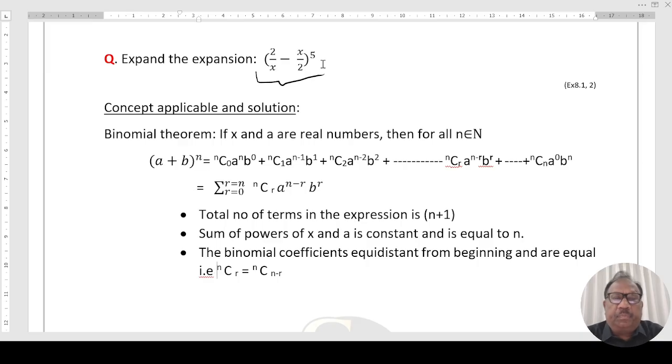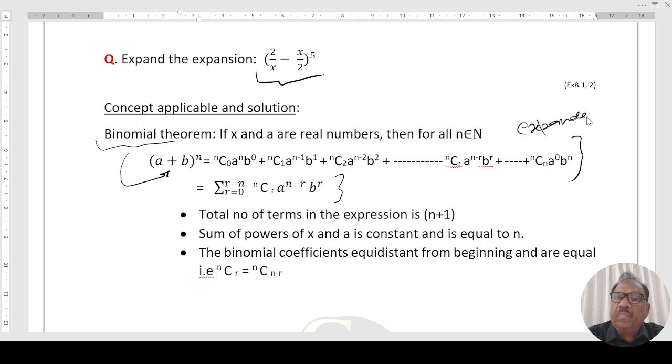Concept applicable and solution. Binomial theorem is the binomial sum of two terms, right? If a and b are real numbers, then for all n belonging to natural numbers, a plus b to the power n is equal to nC0 a to the power n b to the power 0, nC1 a to the power n minus 1 b to the power 1, nC2 a to the power n minus 2 b to the power 2, nCr a to the power n minus r b to the power r, and the last term is nCn a to the power 0 b to the power n. This is the expanded form.